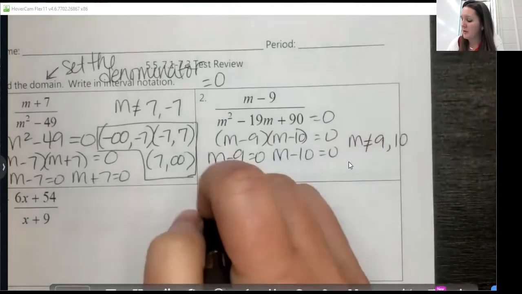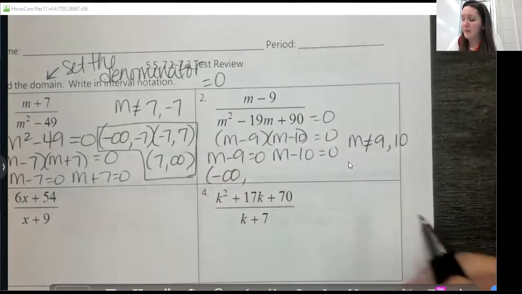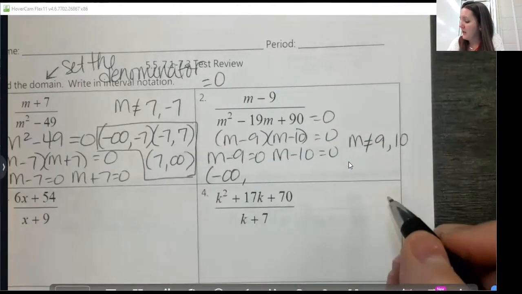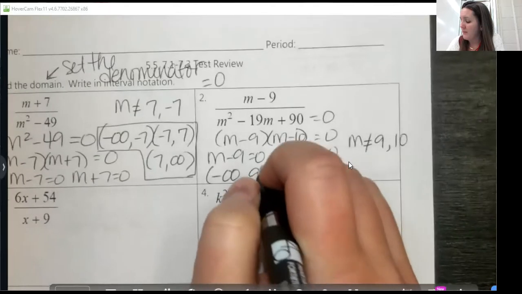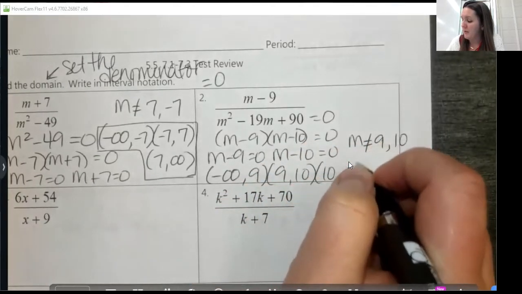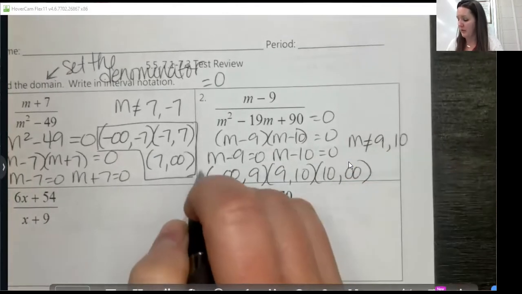All right, so here's your domain. Start with your smallest number, that's negative infinity. Then your next smallest, which is 9 to 10, and then 10 to positive infinity. Okay, so that's your domain for number 2.